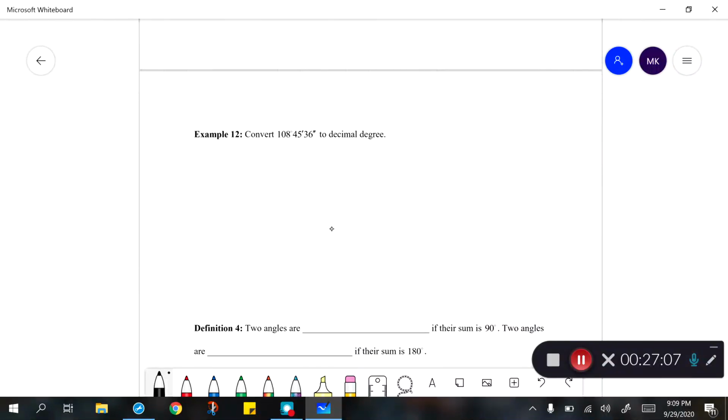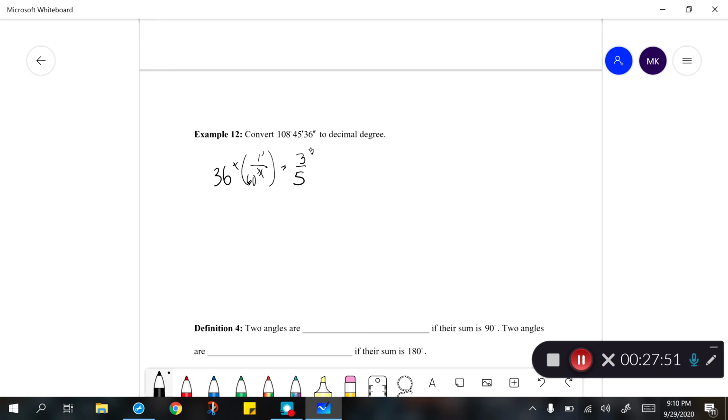Convert 108 degrees, 45 minutes, 36 seconds to decimal degrees. Gross. But let's do it. So what we're going to first tackle is our 36 seconds, by multiplying that by 1 minute over 60 seconds. Our seconds cancel out, and we get very nicely that 36 over 60 gives me 3/5 of a minute.